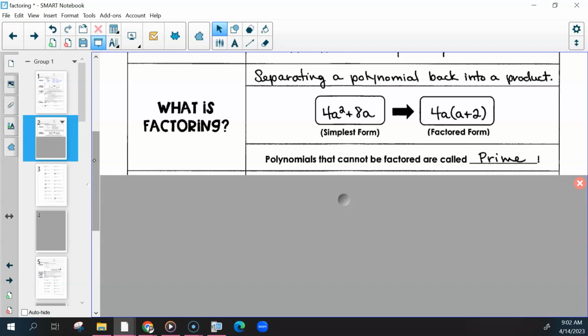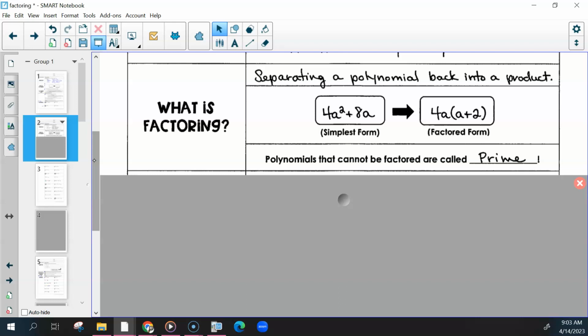So we touched on this when we were doing literal equations a bit with some of the Khan Academy questions, with some of the examples. And I just said it was like undistributing. It's basically that, but the term for it is factoring.